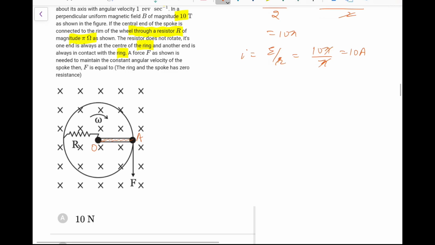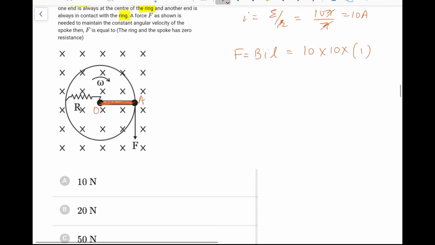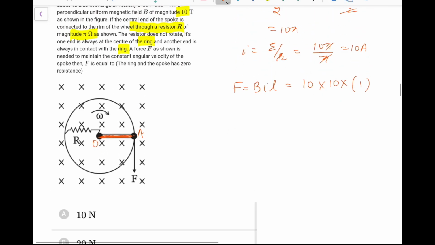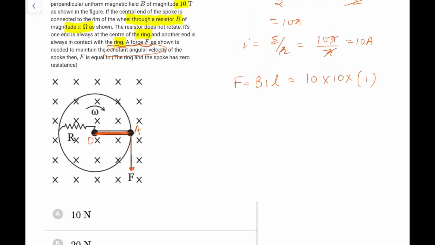Now what is the force now? Because of this current flowing through this also, we will have a force expression which we know as BIL, because the current is perpendicular. So B is what, 10, I is 10, and what is L? L is 1. So now the force is coming out to 100 newtons.